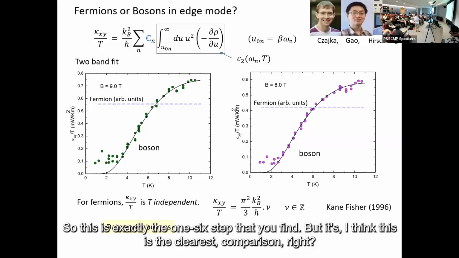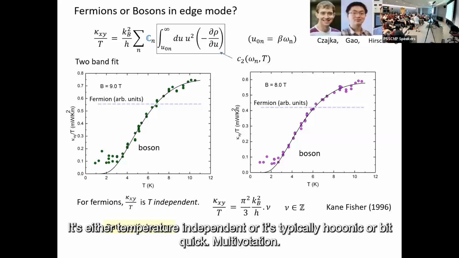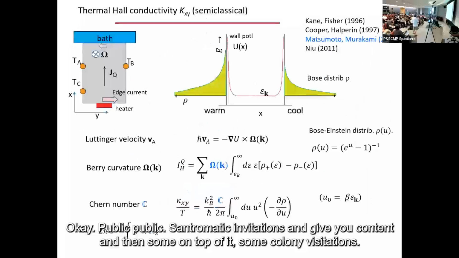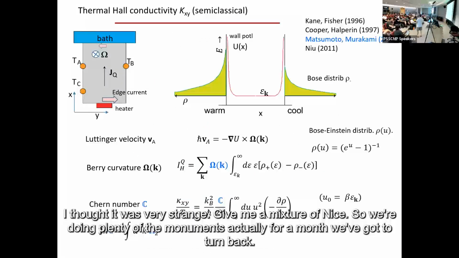But I think this is the clearest comparison, right? It's either temperature independent or it's temperature dependent. It's bosonic or fermionic. Like, can you have multiple excitations and then have some combination of those? Some fermionic excitations that give you a constant, and then some on top of it, some bosonic excitations that give you something else. But that would be very strange, right?